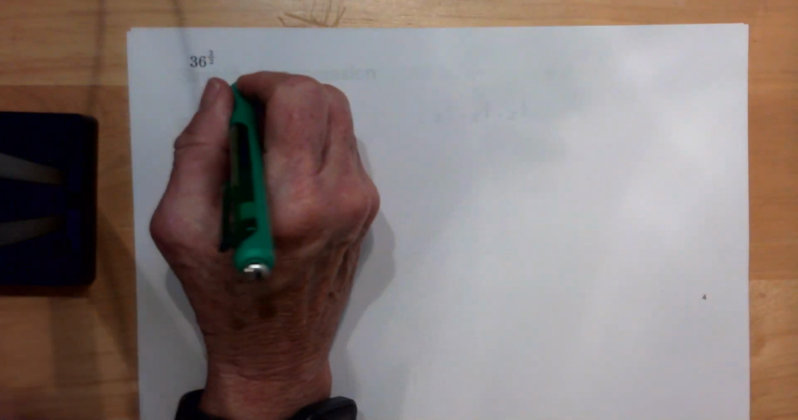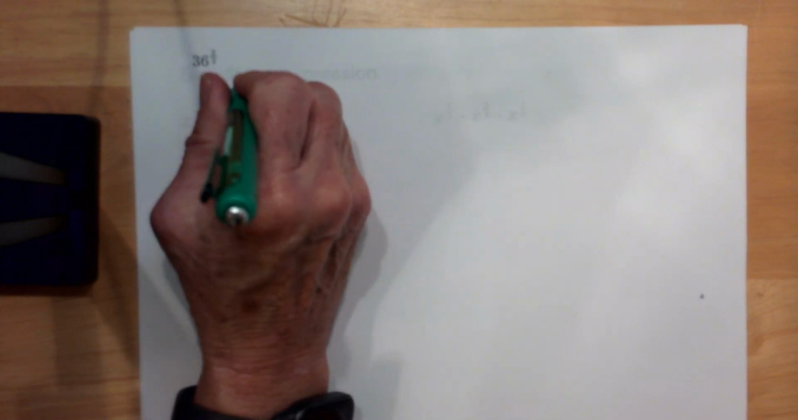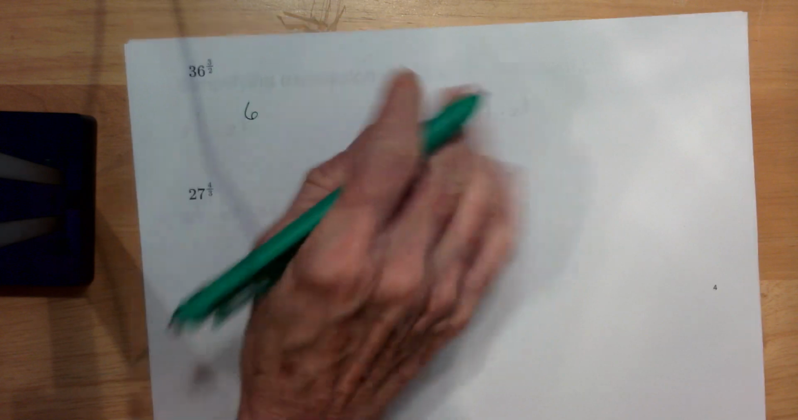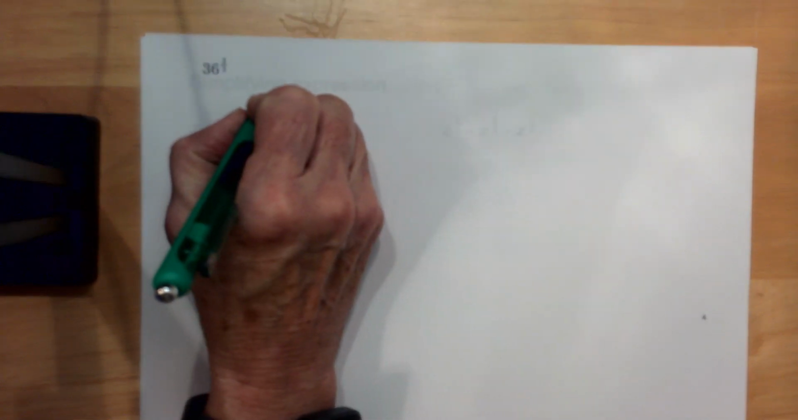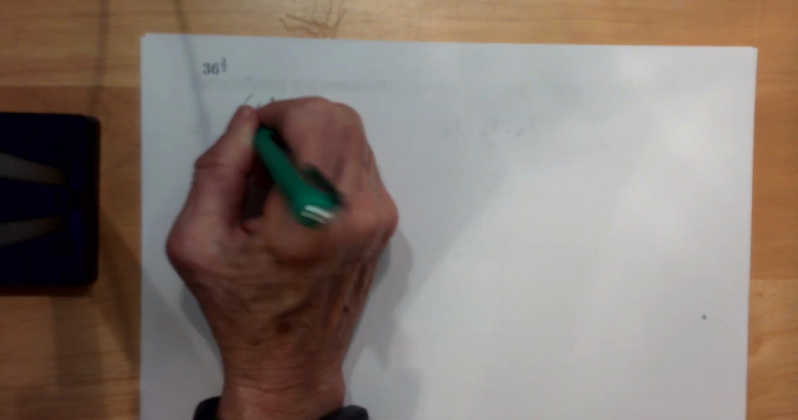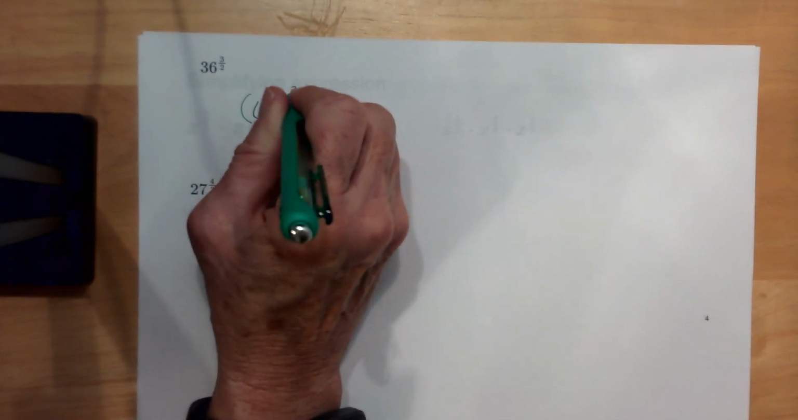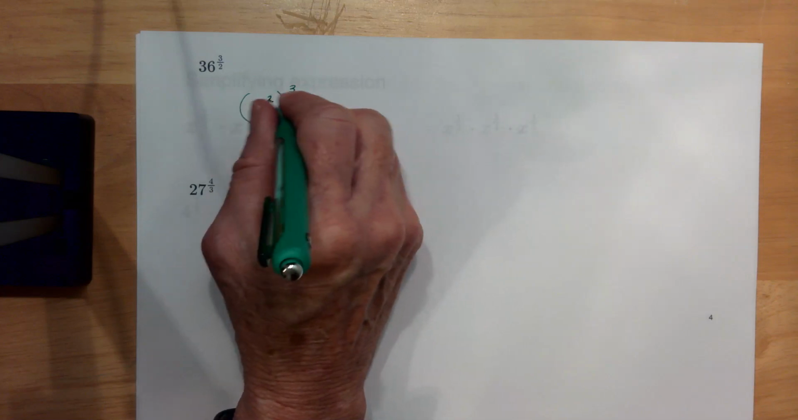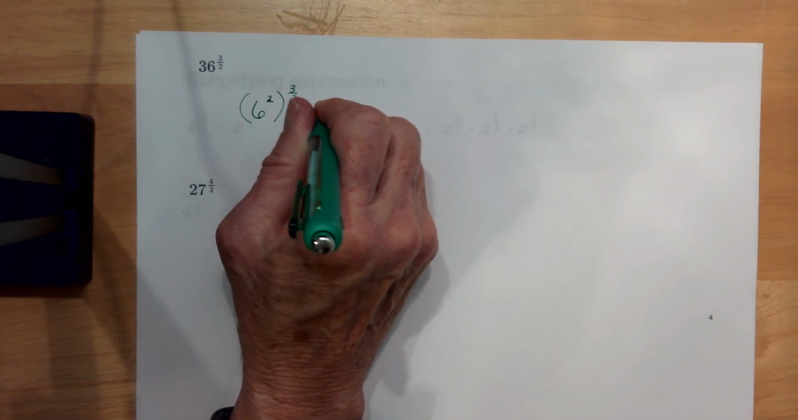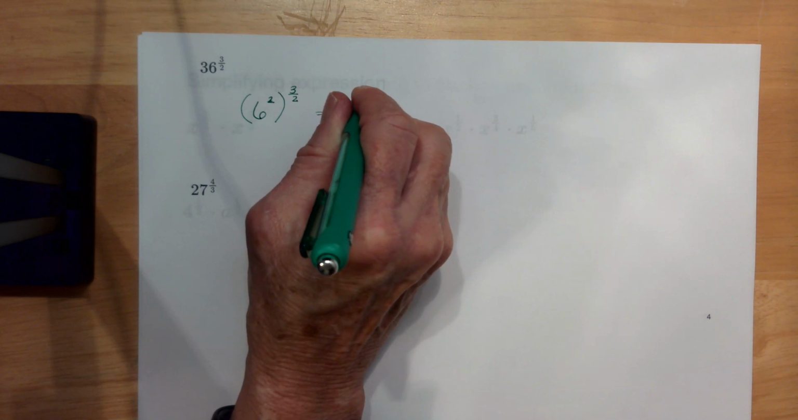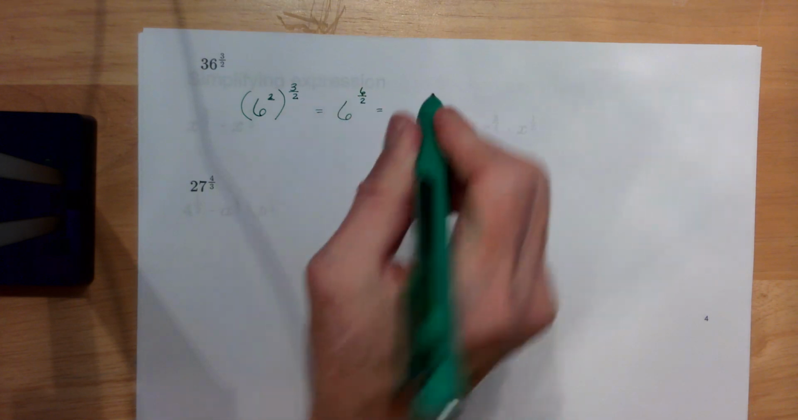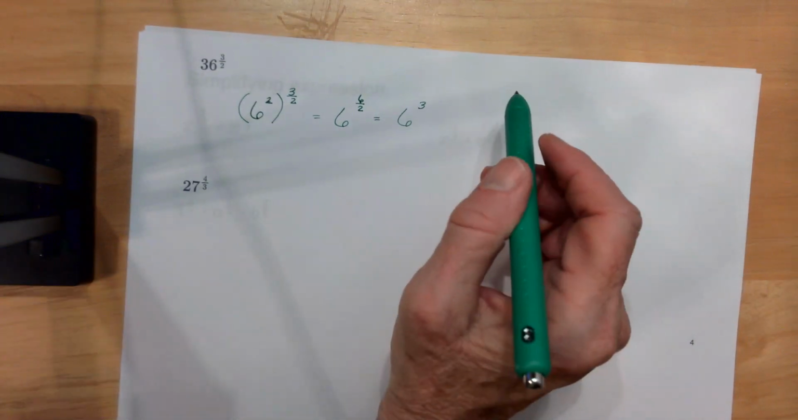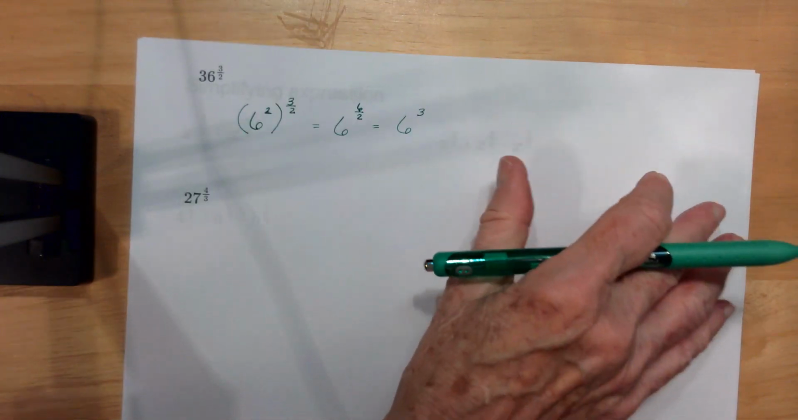I'm going to keep these as powers. So I'm going to change 36 into 6 squared, raised to the 3 over 2 power. A power raised to a power, you're going to multiply. So that's going to give me 6 to the 6 over 2 power, or 6 to the 3rd power. You can leave it like that, or you could actually work out what 6 to the 3rd power is.